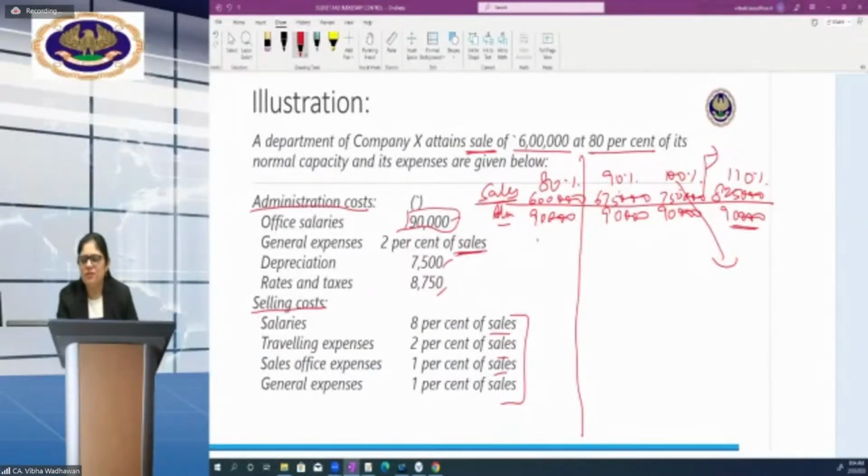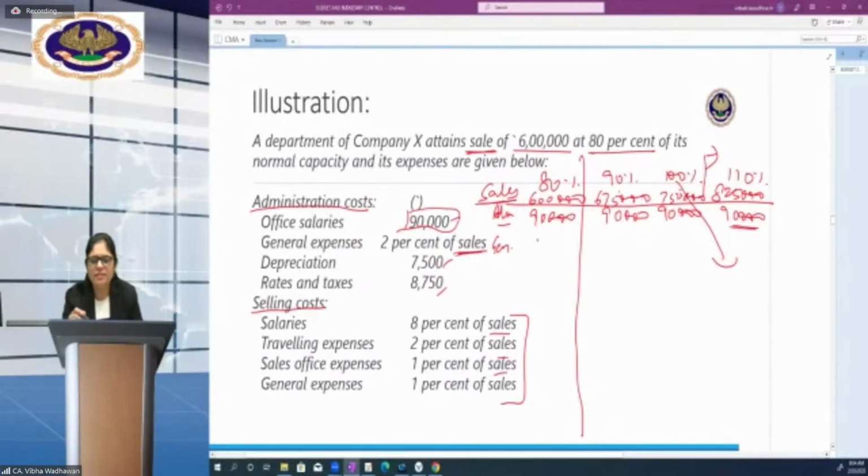Now the administration expenses are going to be the same. They are fixed. General expenses are 2% of sales. We know the sales. Can you calculate general expenses? 2% of 6 lakh, 2% of 6,75,000, 2% of 7,50,000, 2% of 8,25,000. Quickly calculate general expenses, all of you. Please calculate general expenses. Does anybody have any problem with how we have calculated the sales? Please ask me if you have any problem.